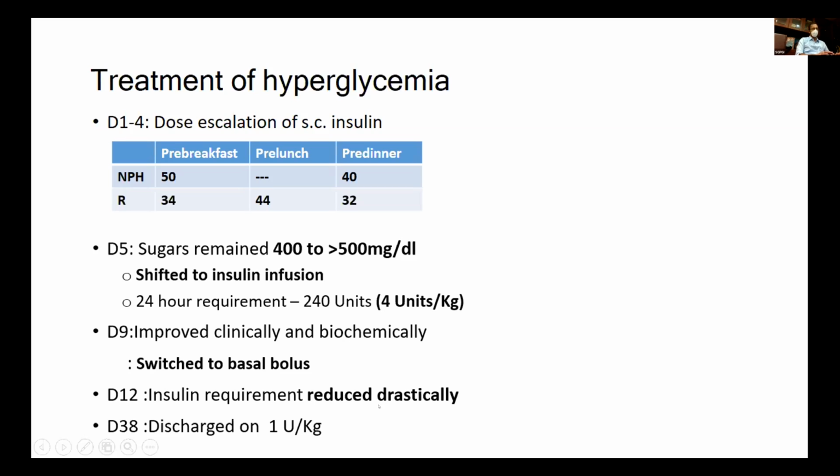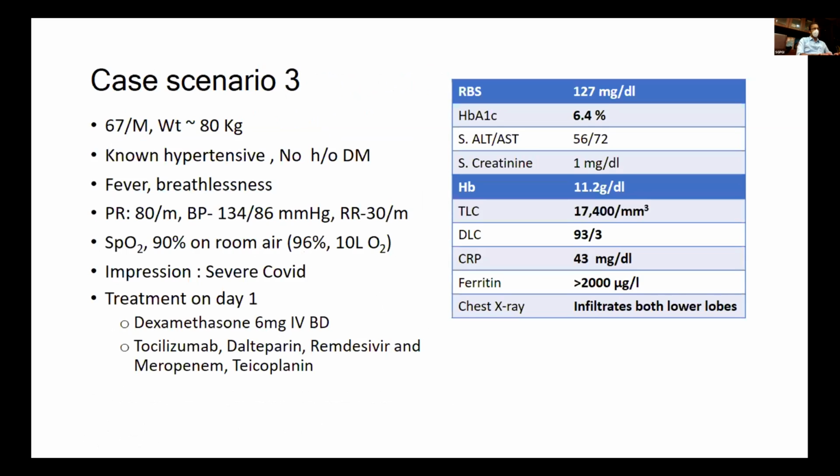dose was also reduced very drastically, and he was finally discharged on insulin 1 unit per kg, around 60 units per day. So when the steroid dose is tapered, we have to be very careful to monitor the blood sugar and reduce the insulin dose carefully.